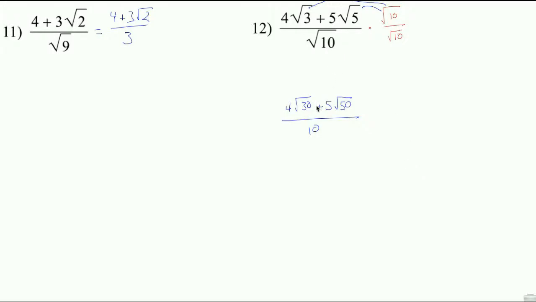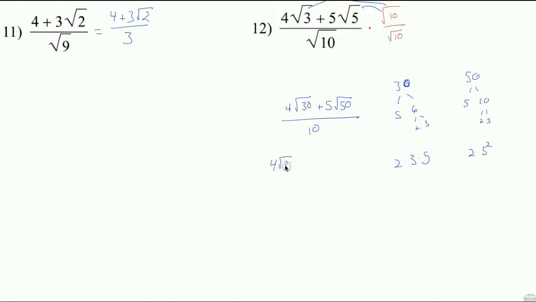We need to see if we can simplify these radicals. Let's check 30. 30 is 5 times 6. 6 is 2 times 3. 2 times 3 times 5, there's no perfect squares in there. There's nothing squared, so that's not going to simplify at all. 50, however, is 5 times 10. And 10 is 2 times 5. So 50 is 2 times 5 squared. Well, we can simplify that.